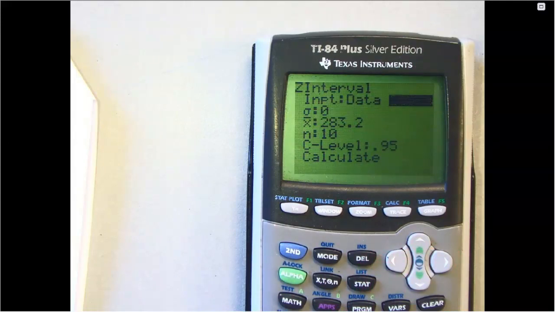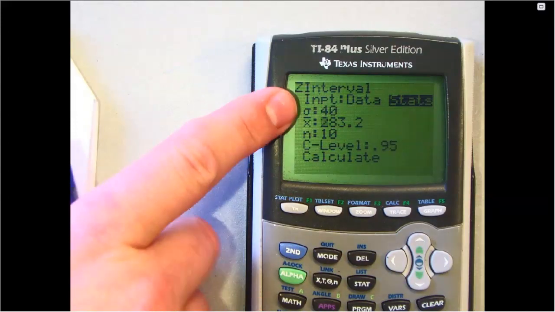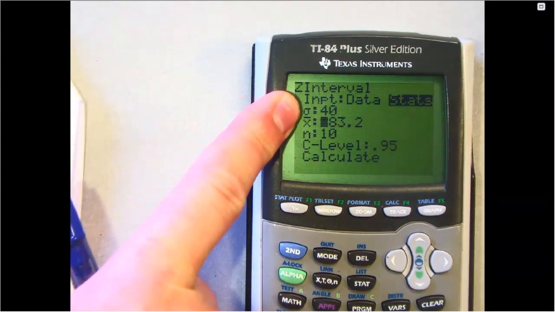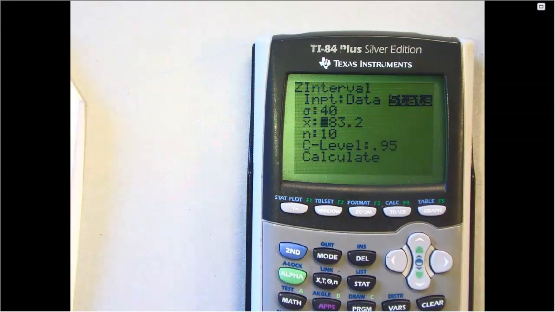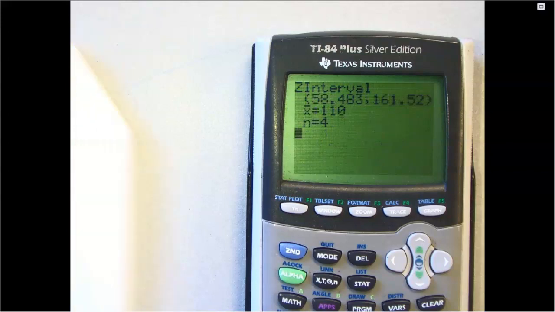Go to stats and then put in everything. So our standard deviation was 40. Don't do 40 divided by the square root of 4 there, because it's going to do that part for you. If you divide by the square root of 4, it's going to divide by the square root of 4 again. That's a little excessive. Mean is 110. N is 4. 0.99. So I get that. It's a pretty big interval. Are we getting that? We agree?